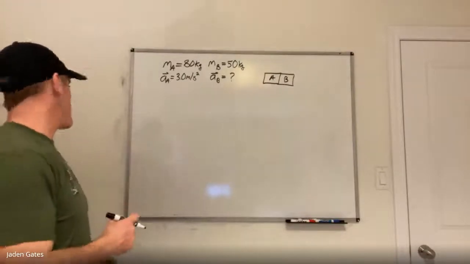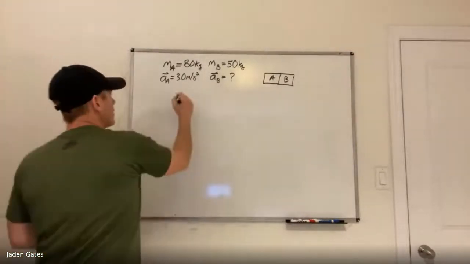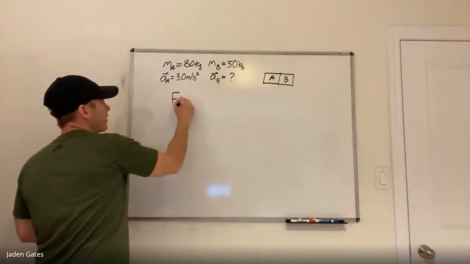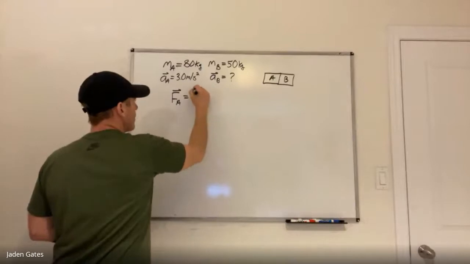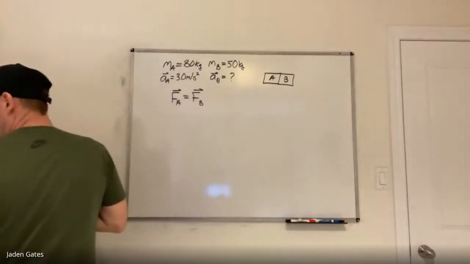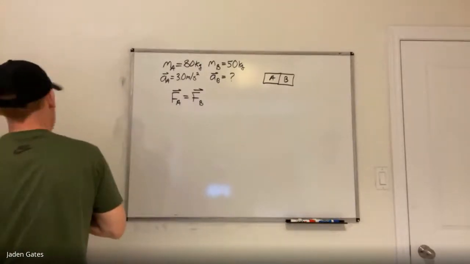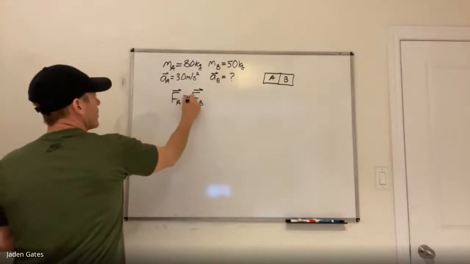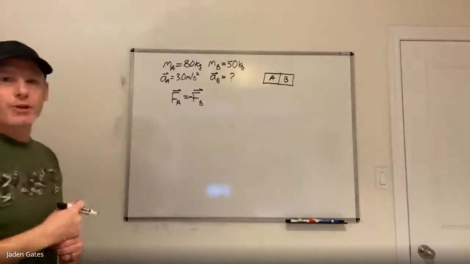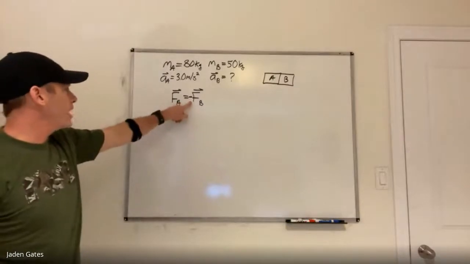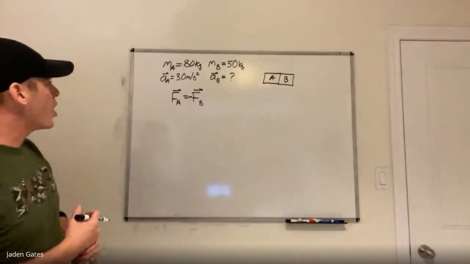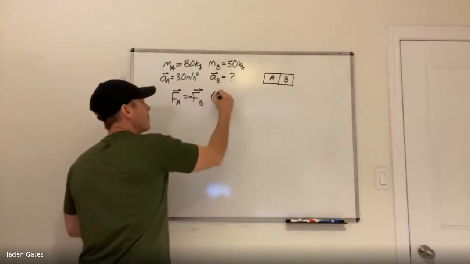So in this case, the force on A is equal to the force on B, with one distinct difference: a little negative sign, because they're opposite directions. So the forces are equal, but I put the minus sign there because, again, it's opposite direction. Again, that's because of Newton's third law.